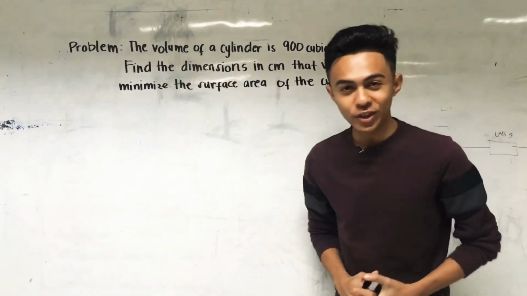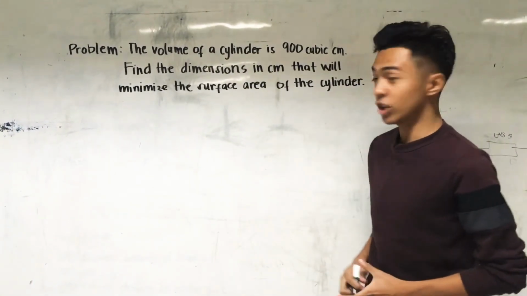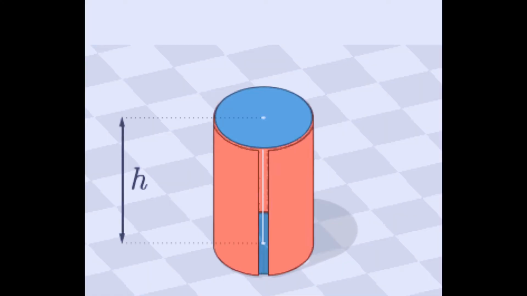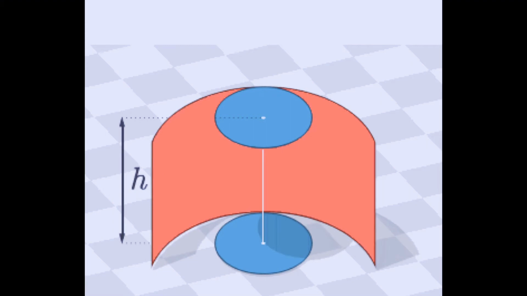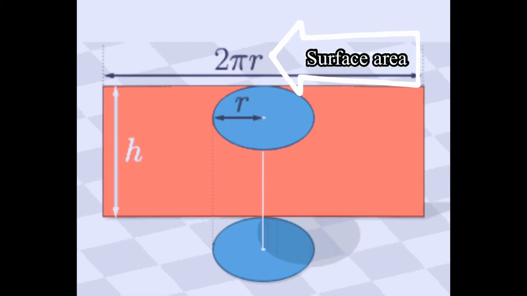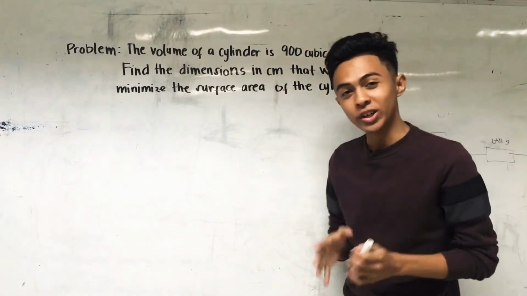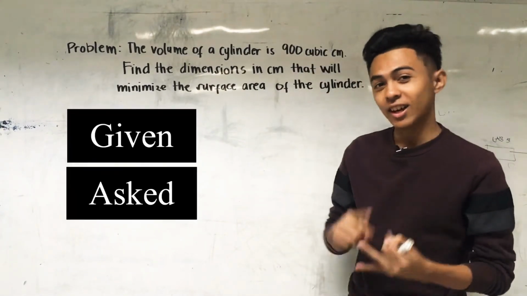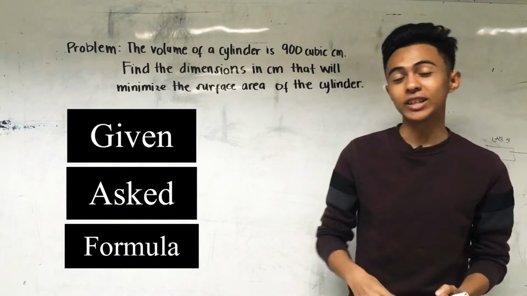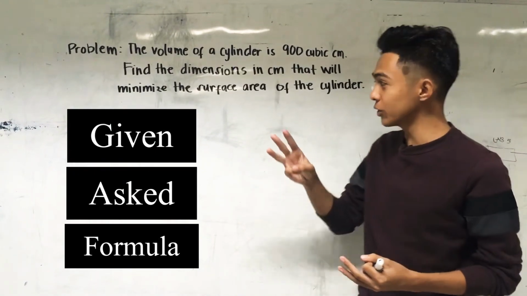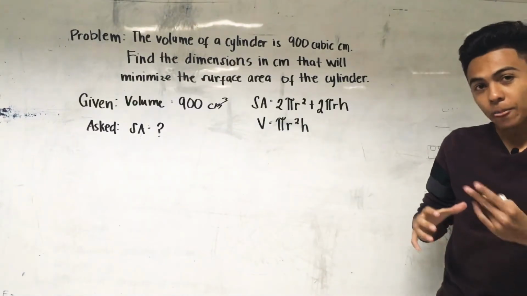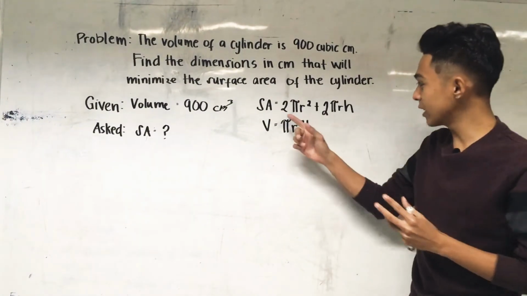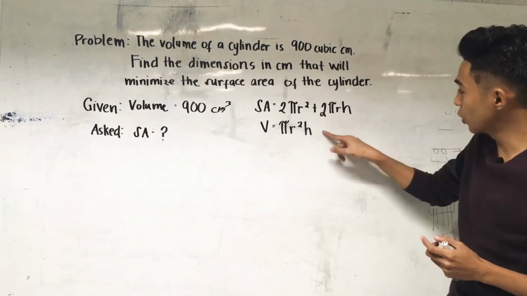Our problem today is: the volume of a cylinder is 900 cubic centimeters. Find the dimensions in centimeters that will minimize the surface area of the cylinder. The first thing we need to find is the given, what is asked, and the formula. Those three are the basic components of how to solve a problem. The surface area formula is 2 pi r squared plus 2 pi r h.